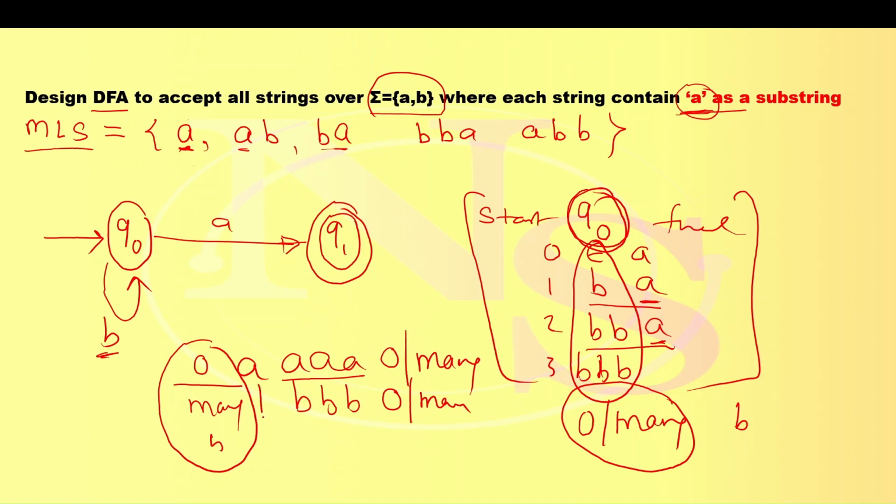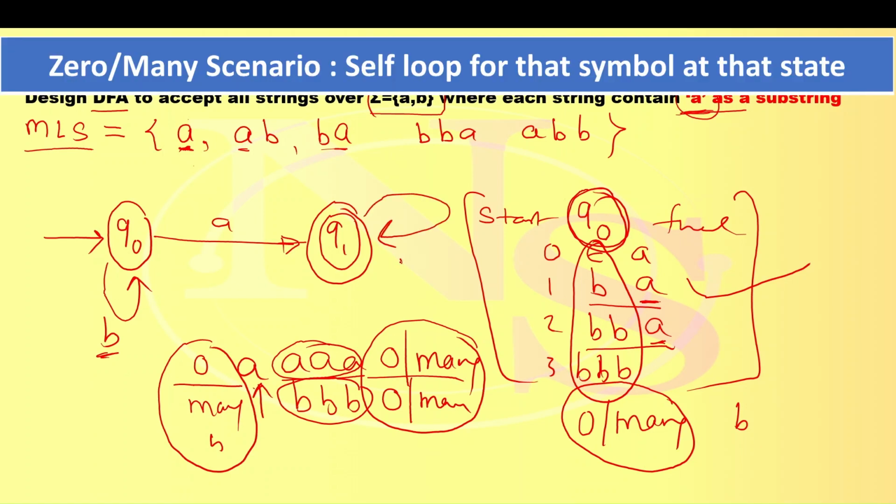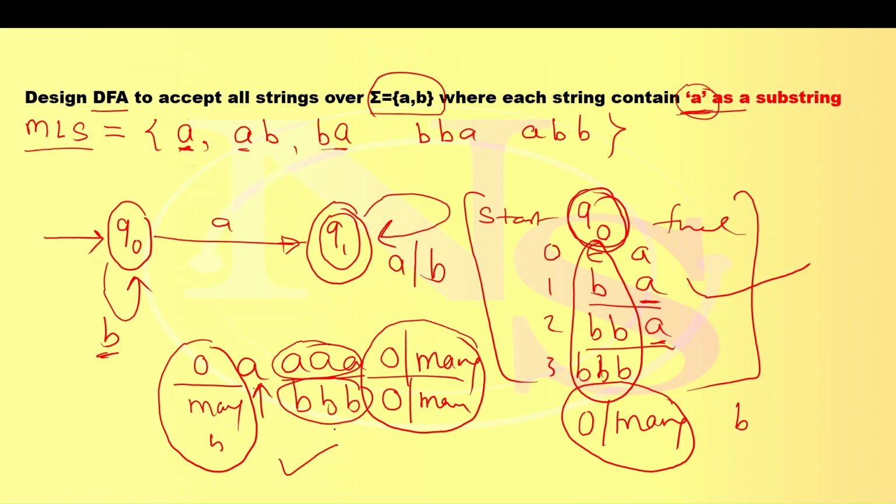So once you read this A, before reading this A and after reading this A, there are 0 or many possibilities for both A's as well as B's. The way I explain here, similarly you can implement this also. So in this case at Q1, you can give the self loop for A as well as for B. In the exam you can follow this way. For conceptual understanding you can follow this way. And this is a unique way. This is applicable for all types of examples.